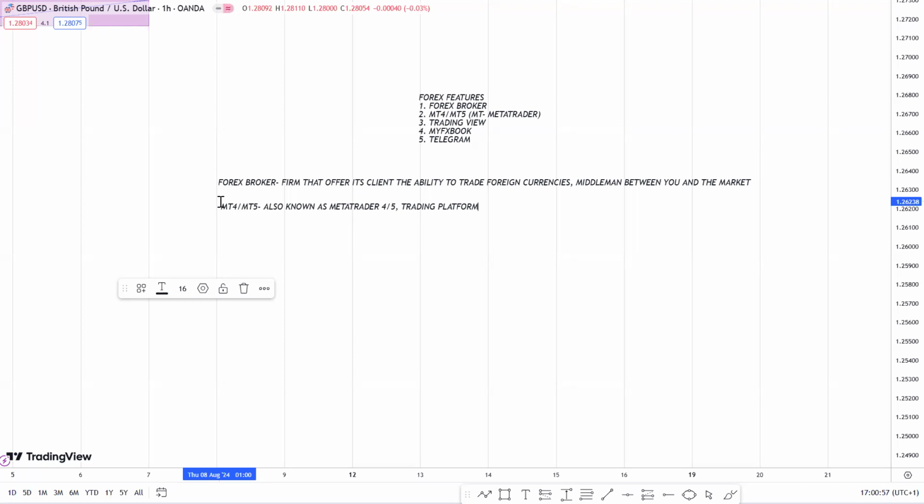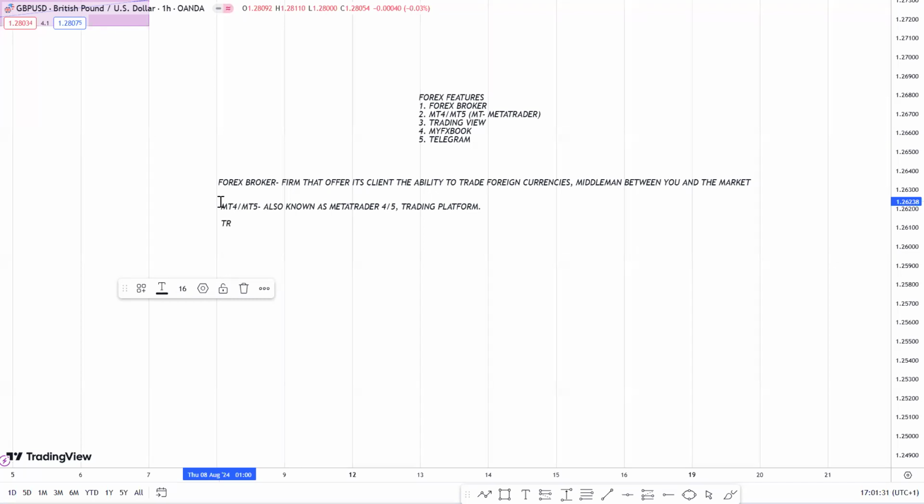They are also widely used by online retail foreign exchange traders. That's just what MetaTrader 4 or 5 are. And there are actually two different ones: you have MetaTrader 4 and you have MetaTrader 5. MetaTrader 4 is an older version of MetaTrader 5. MetaTrader 5 has new features, but you can use either of them. So that's it. Now we have the next one.